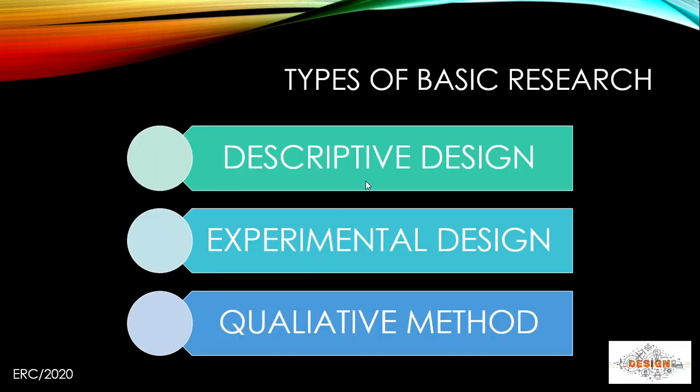Next, there are types of basic research. Number one is the descriptive design. Number two is the experimental design. And number three is the qualitative method. These are the commonly used research designs.